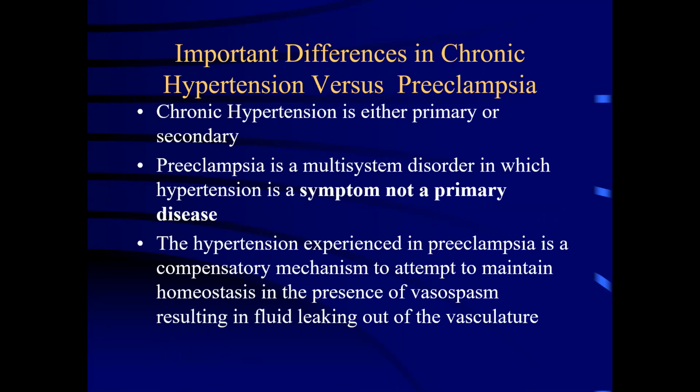So how do you tell the difference between chronic hypertension and preeclampsia? Chronic hypertension is primary or secondary. Preeclampsia is a multi-system disorder where hypertension is a symptom and not the primary disease. Hypertension experienced in preeclampsia is actually the body trying to compensate and maintain homeostasis during the presence of vasospasms.